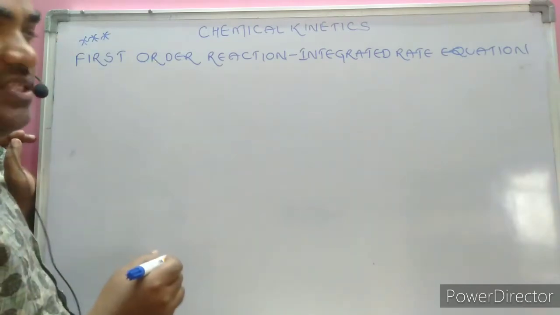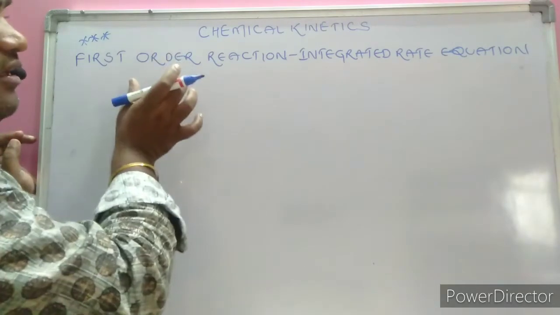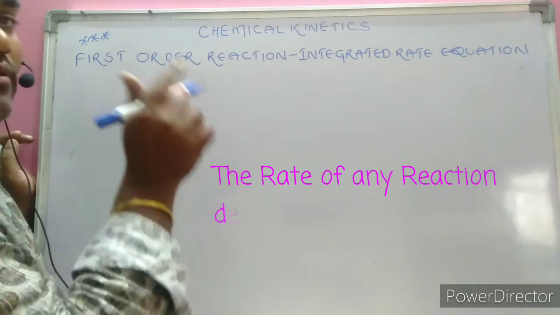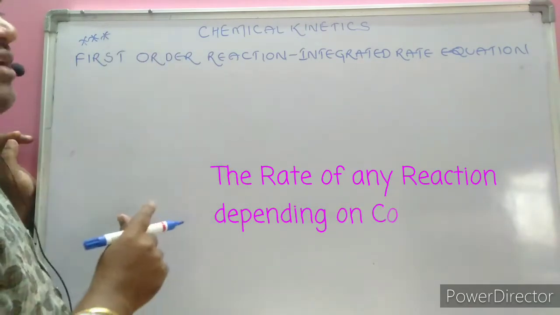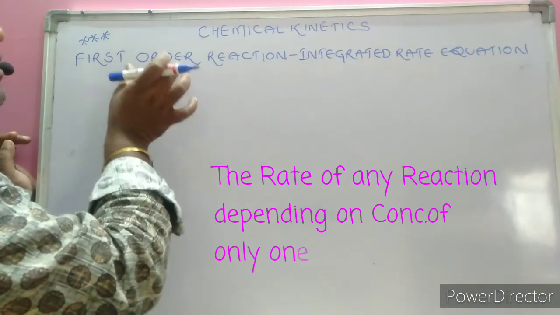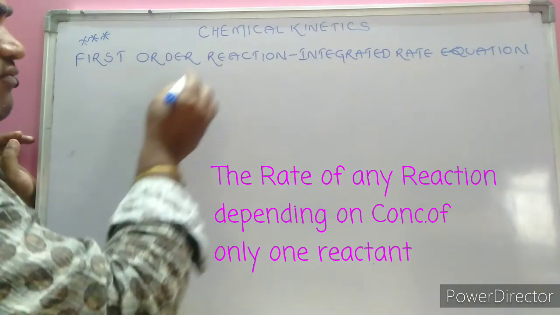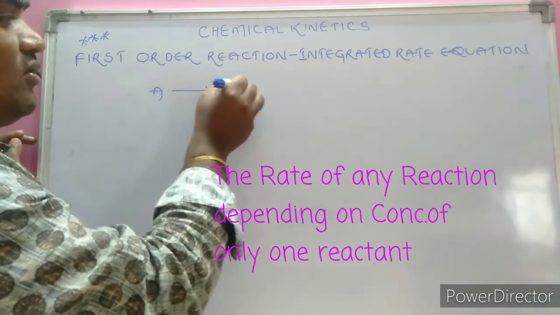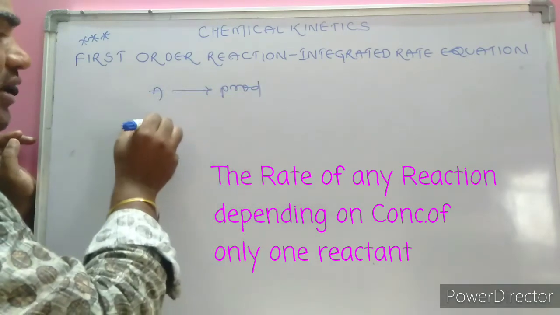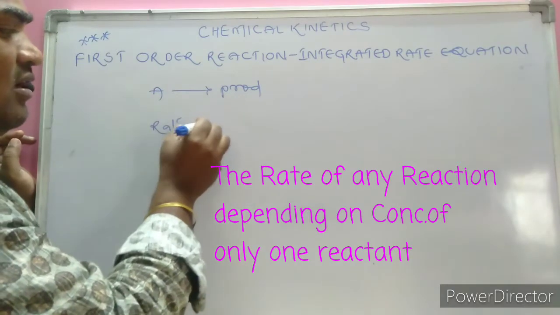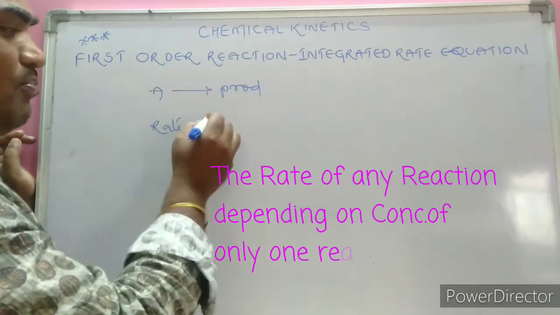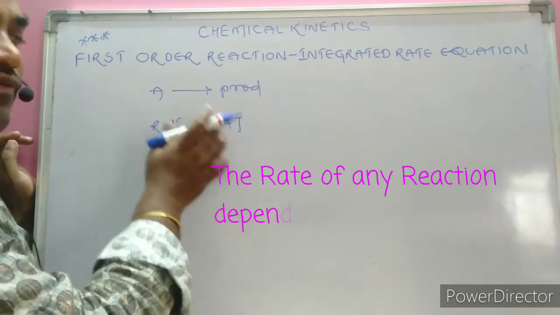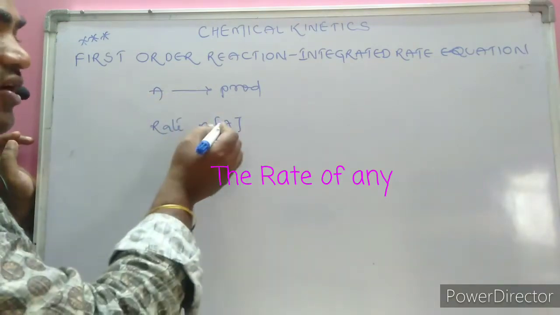What do we mean by first order kinetics? It is a reaction in which the rate depends on the concentration of only one reactant. For example, a reaction is given like A gives rise to product. According to the rate expression, the rate is directly proportional to the product of the concentrations of the reactant, or the product of active masses of the reactant, that we call the rate.